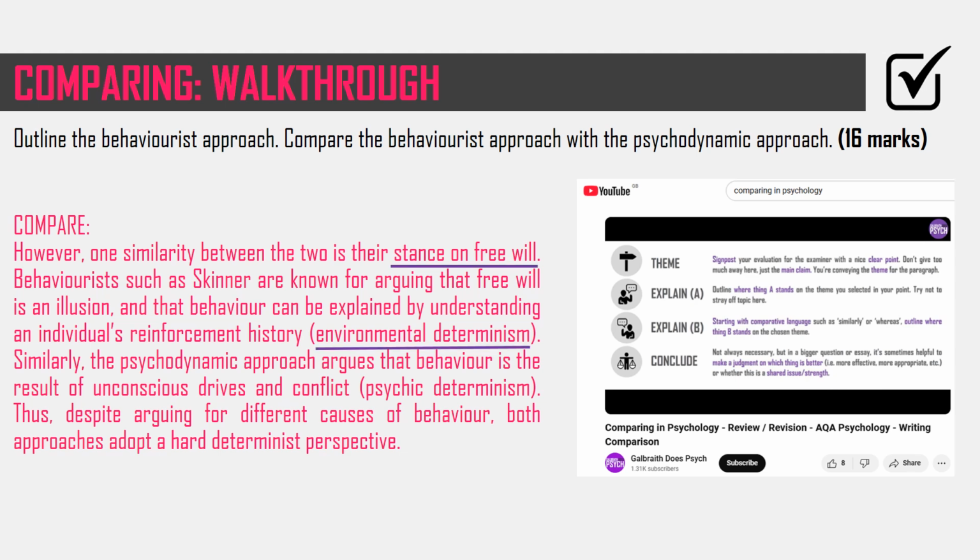Similarly, the psychodynamic approach argues that behavior is the result of unconscious drives and conflict, and that's known as psychic determinism. Again, more terminology. Thus, despite arguing for different causes of behavior, both approaches adopt a hard determinist perspective. So that's quite a good comparison there, because I'm acknowledging that they're not saying the same thing, because there's different types of determinism there, but I am saying they both reject free will. They're hard determinist. Okay?